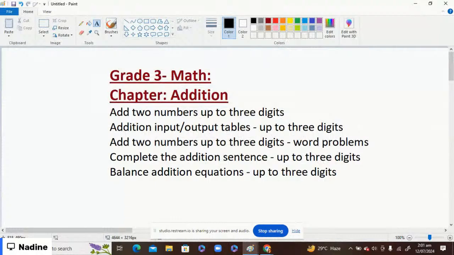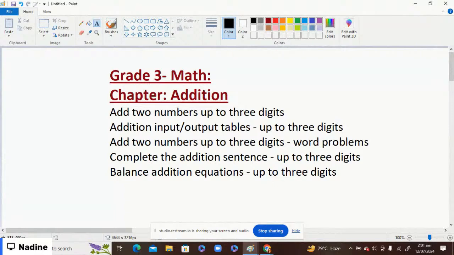and the lessons we discuss today are addition to numbers up to 3 digits, addition input output tables up to 3 digits, add two numbers up to 3 digits one problem, complete the addition sentences up to 3 digits, and balance addition equation up to 3 digits.